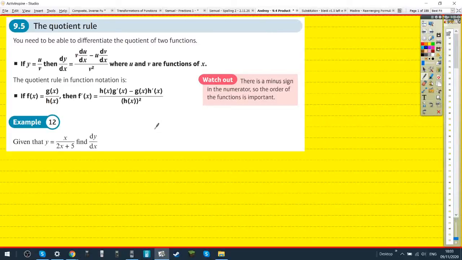This time it is quotient rule, how to differentiate one function divided by another function. So if you have y equals u over v, then dy dx is v times derivative of u minus u times derivative of v, all over v squared. And the order is important because we've got a minus in between. So using that, let's try this down here.